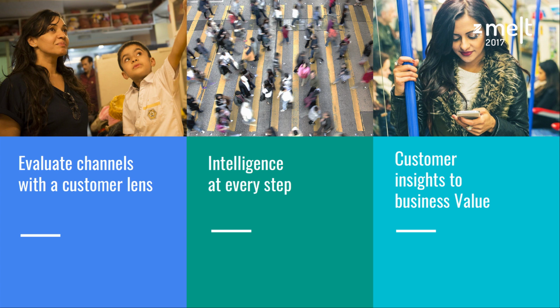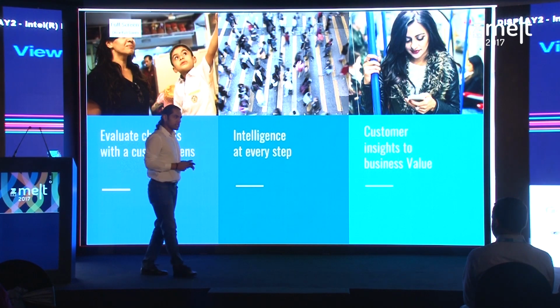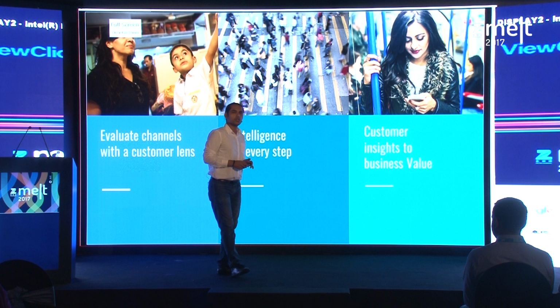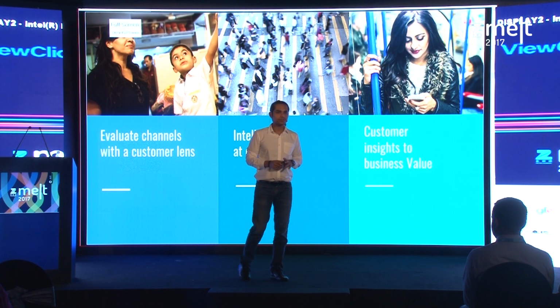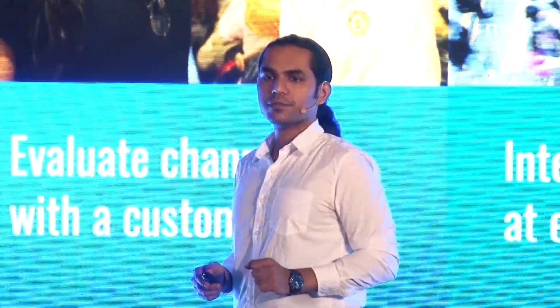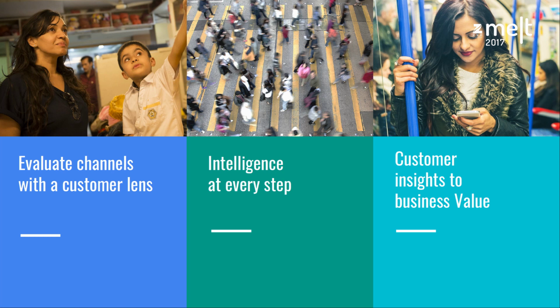The first one is evaluating channels with a customer lens. I spoke to you about how we have many, many different channels, and if we keep looking at channels, you'll always have a myopic view of your marketing, because your customer's moving a lot faster than you are in your marketing. The second thing which I wanted to highlight was, how can you use intelligence at every step? And I'll elaborate here, because intelligence at every step could mean a lot of things. Here, I wanted to highlight how you can use passive and active data and put it to good use for marketing in your own scheme of things. And I'll bring about how can you do that.